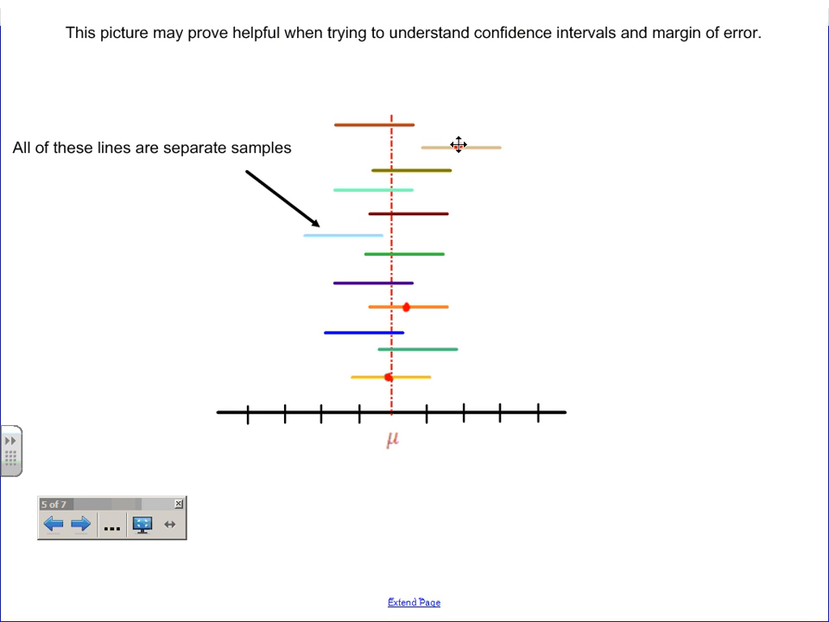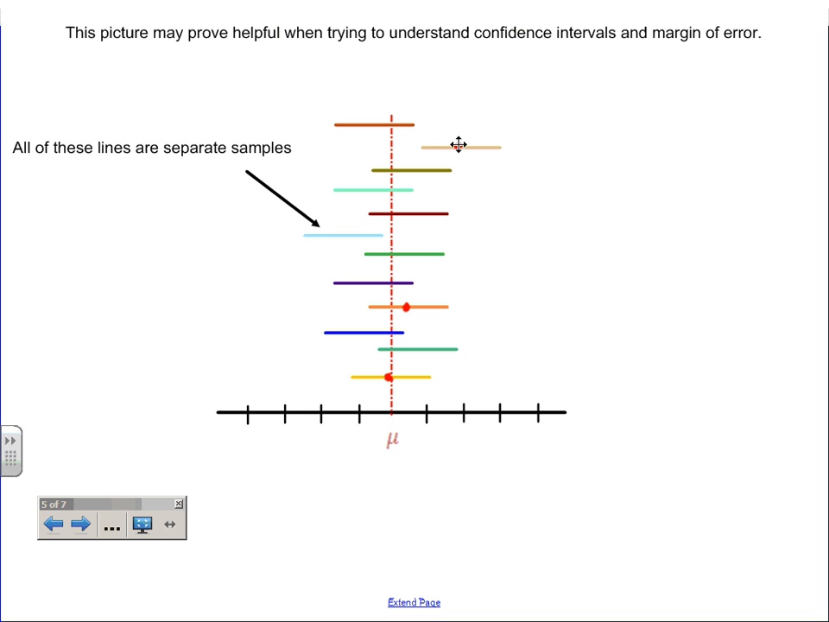Did this one up here quite make it? Nope, not quite, right? It tried to get over there, but it wasn't quite good enough. This one also tried. Didn't make it. All the rest of these actually have the correct answer in there, in the range that they were given. Okay? Does that make sense? Because there's a lot of college students that don't get that. So that's the best way I could figure out to show you a picture.